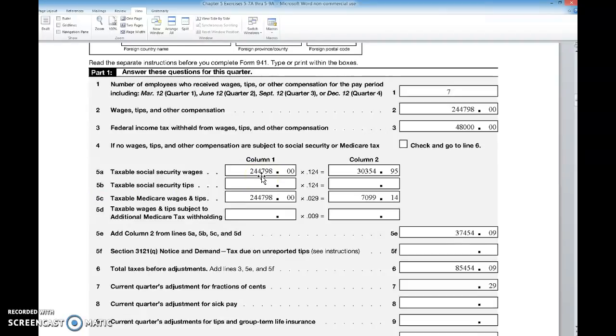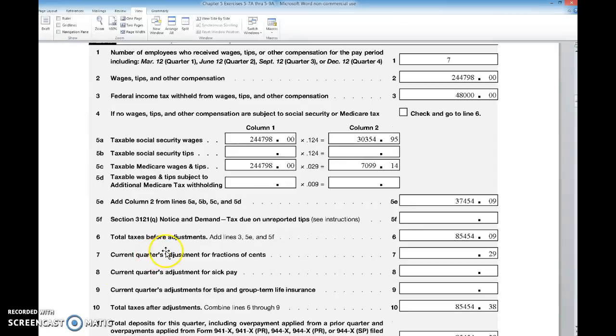Now, as you notice in boxes 5A through 5D, you're going to take the taxable wages of $244,798 and multiply it by 0.124, and then for the taxable Medicare wages, we're going to multiply that by 0.029. We're going to add column 2 together to get a total of $37,454.09. Now, our total taxes in line 6 before the adjustments is $85,454.09.